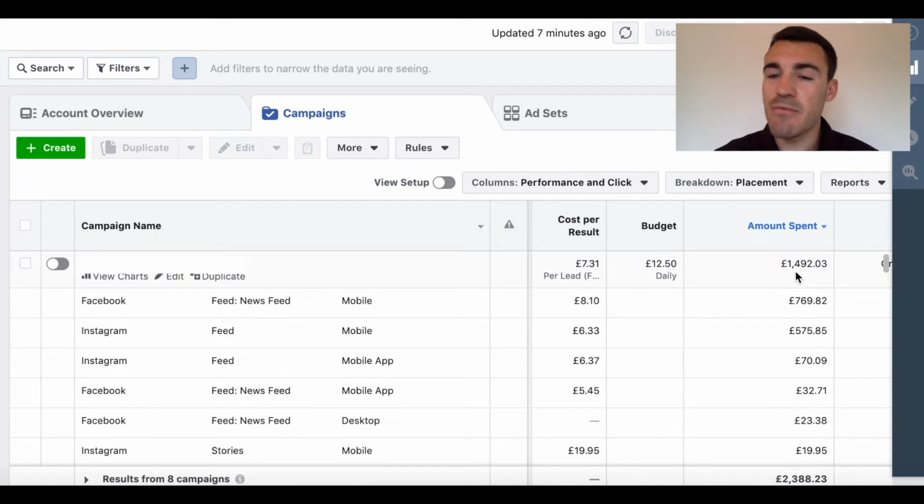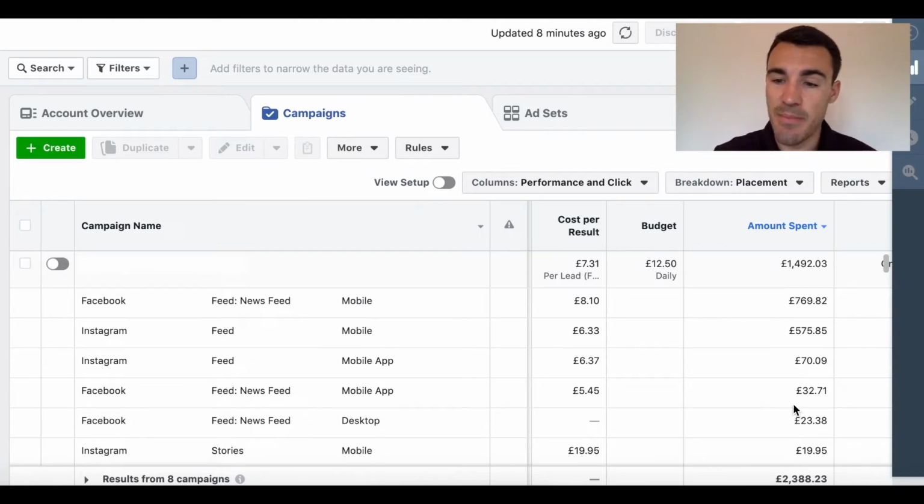Okay, how much did we spend? We spent roughly £1,500 on this campaign, so a reasonable amount to conclude some data from. So you'll see that the vast majority of the budget has been spent on the mobile news feed on Facebook and also the mobile feed on Instagram, which is very common. That's exactly what we expect.